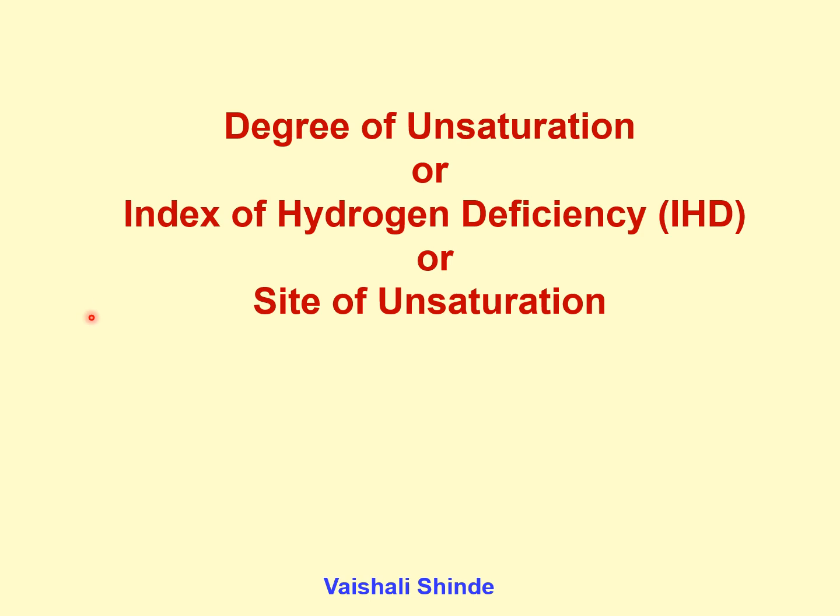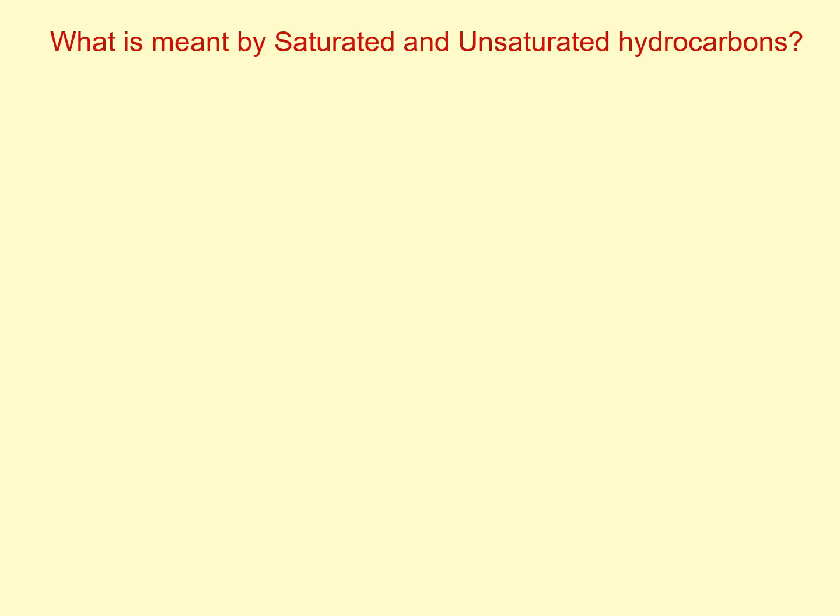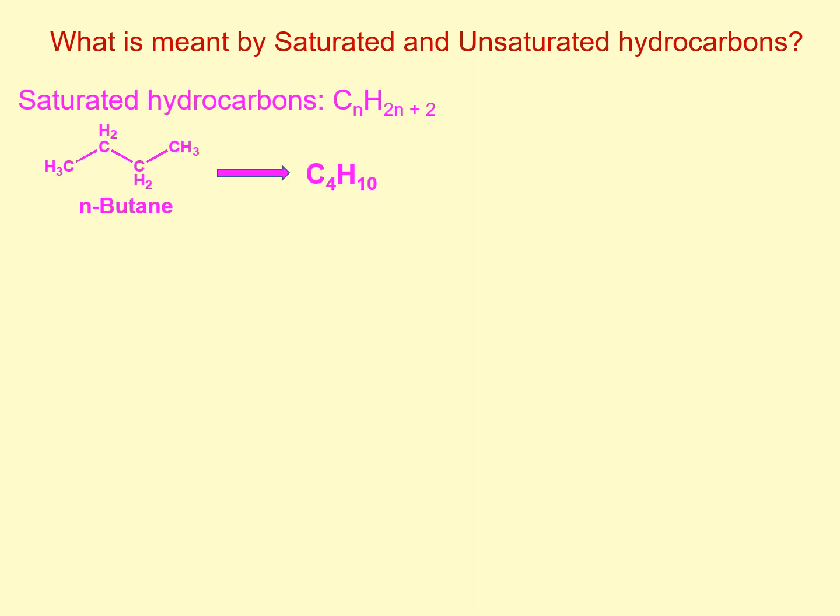Hello friends, today we will try to learn the concept of degree of unsaturation, which is also called the index of hydrogen deficiency or a site of unsaturation. This concept is found to be useful when you are deducing the structure of an organic molecule from spectral data. Before that, let us see what is meant by saturated and unsaturated hydrocarbon.